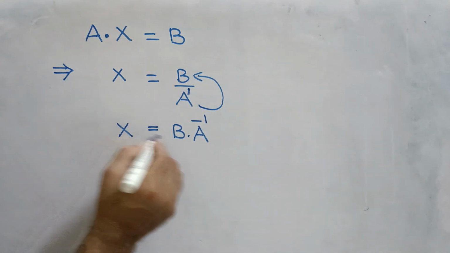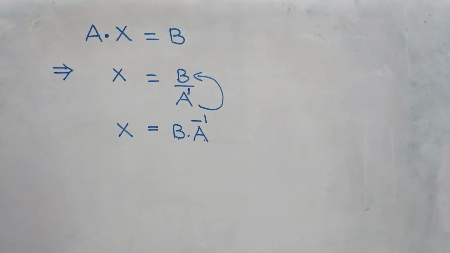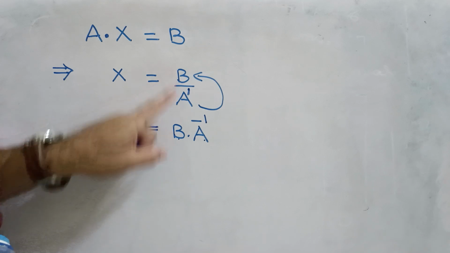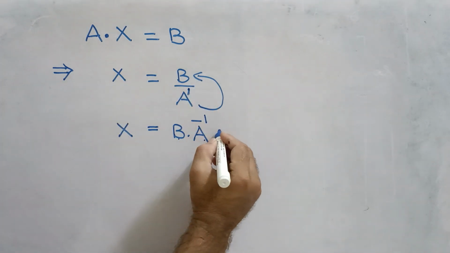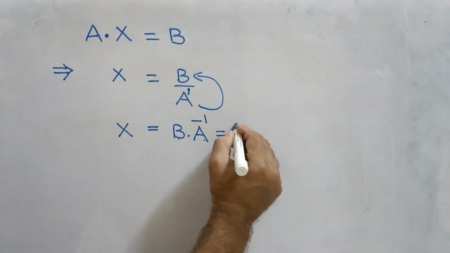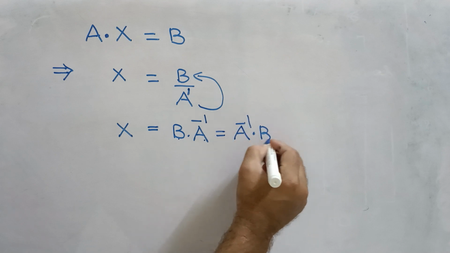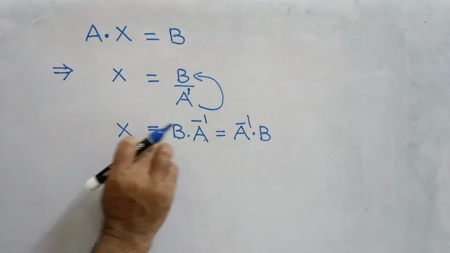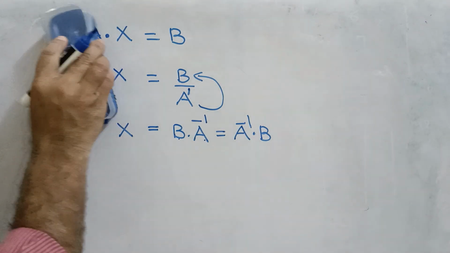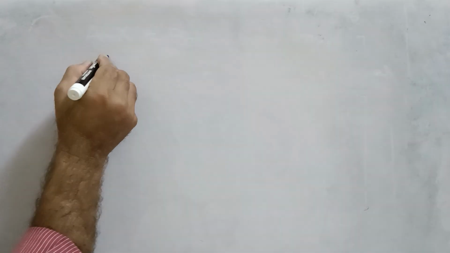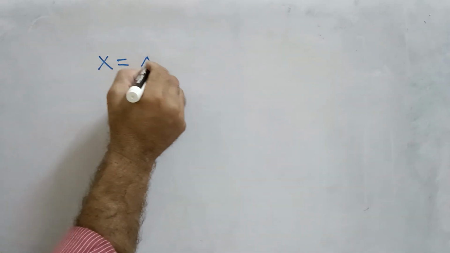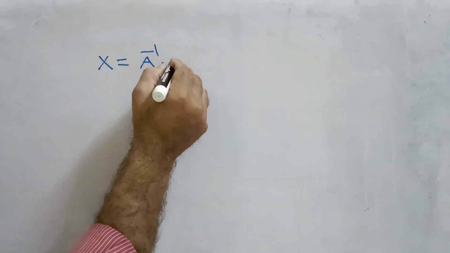Therefore, x is equal to what? A inverse into B. Shall I write like that? X is equal to A inverse into B. B into A inverse, or otherwise you can write A inverse into B. Nothing wrong in that. Okay, x is equal to A inverse into B. Therefore, I can write like this. X is equal to what now? So, x is equal to A inverse into B.